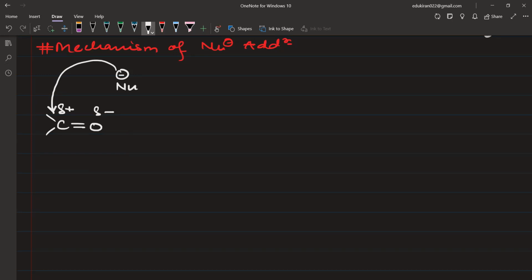See, this is a planar structure. Okay, carbonyl carbon, you can see 1, 2, 3. Steric number is 3. That is why it will be trigonal planar, sp2 hybridized. And the trajectory which the nucleophile uses in order to attack the carbonyl carbon is known as Burgi-Dunitz trajectory. Okay, but that is not there.